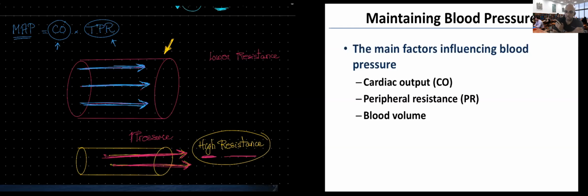A third highly important factor is going to be the amount of blood, the blood volume that I have. So three important factors here will be directly affecting my mean arterial pressure. Those are the cardiac output, total peripheral resistance, and the blood volume.